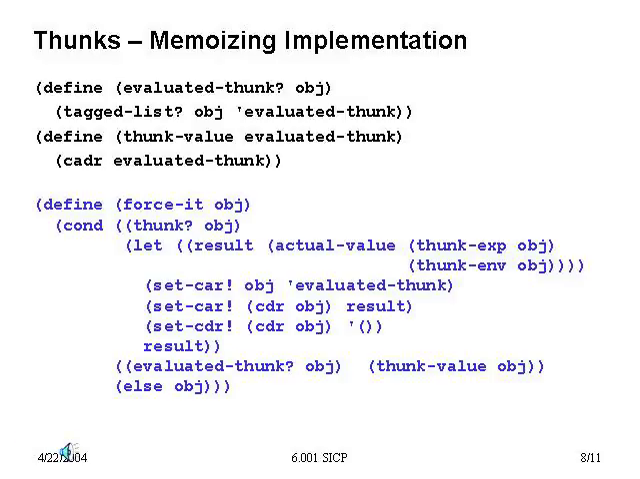Now, you might expect that we should also have a constructor for an evaluated thunk. It seems like we're building a data abstraction here. We've got a predicate and we've got a selector. Where's the constructor? But remember what we said. We said we're going to mutate an existing structure, not create a new one.